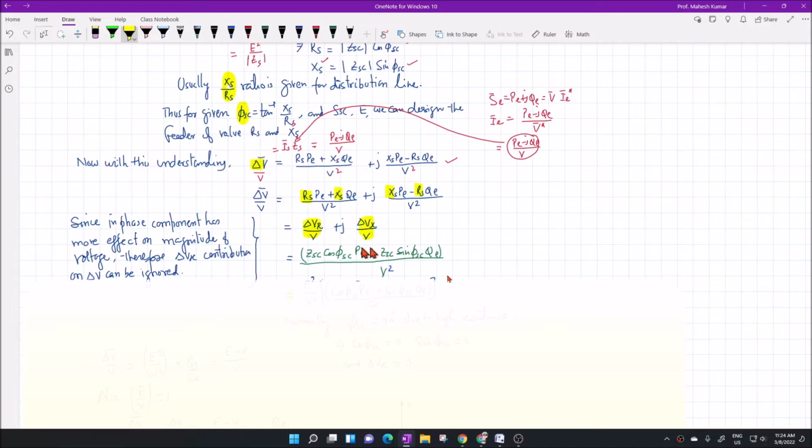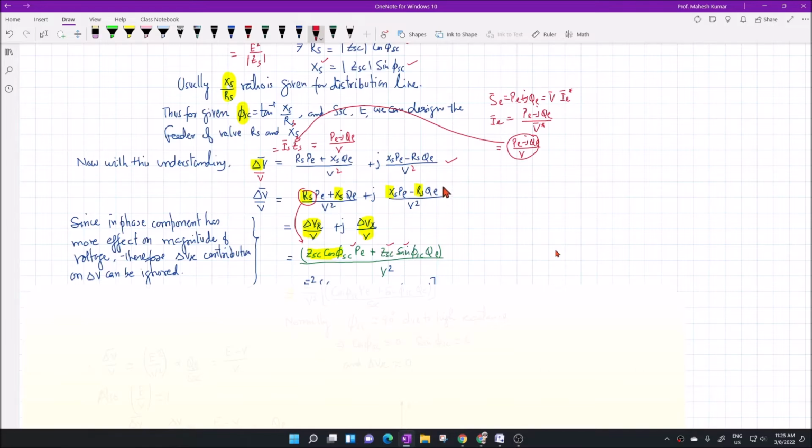Now substitute the value of Rs and Xs and simplify them. So Rs is ZSC cos phi SC. So Rs becomes ZSC into cos phi SC and then into PL, this is PL, then plus XS into QL. So XS becomes ZSC into sin phi L here into QL.